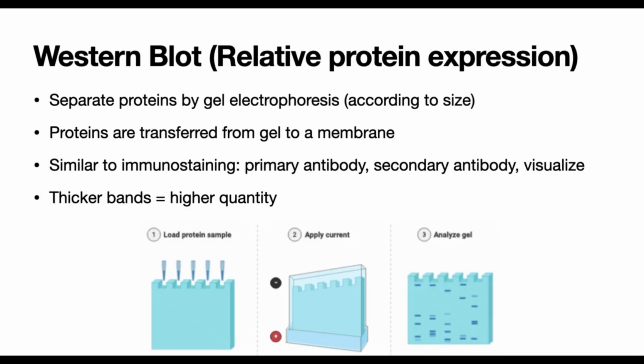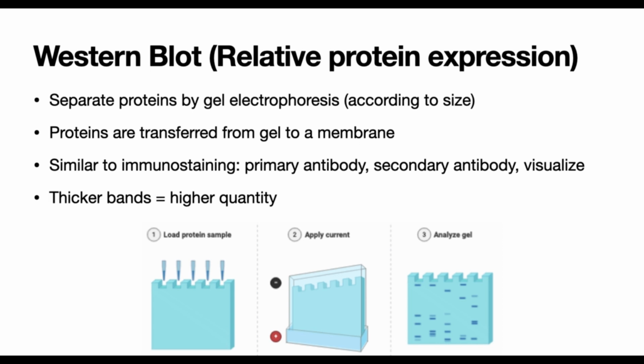Now, if we don't care about the spatial pattern and we would just like to quantify the expression of a certain protein, then we can perform a Western blot. In this procedure, proteins from a certain tissue are first separated by gel electrophoresis, which is basically applying an electrical current to a gel that results in separation of the proteins according to their size.